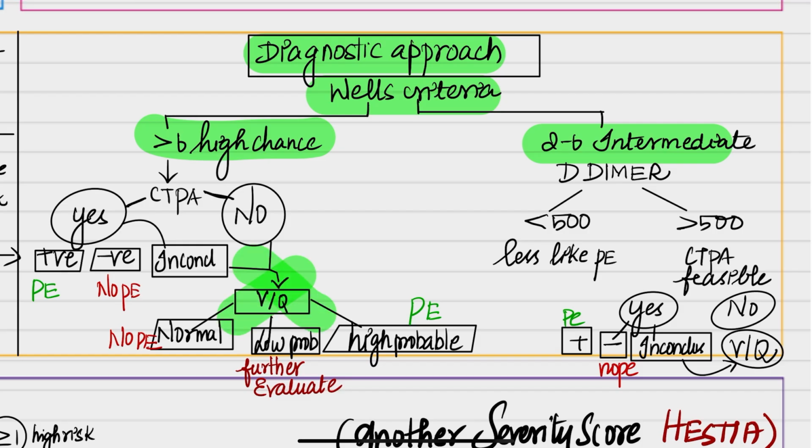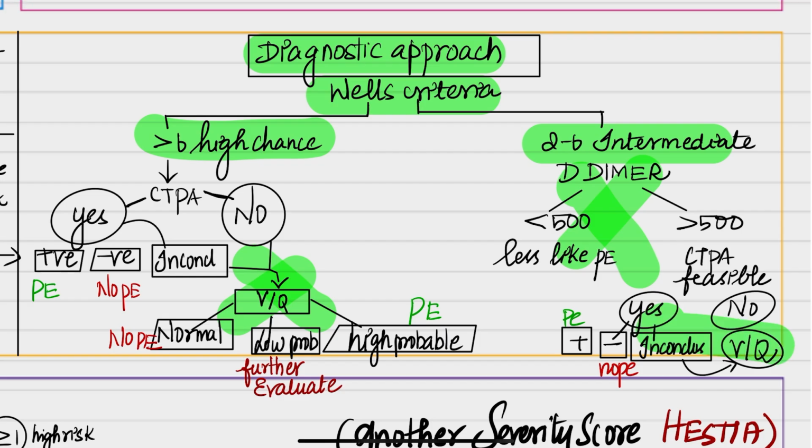Next is D-dimer. For those with 2 to 6, intermediate risk, only D-dimer was used before, but now we prefer Wells with D-dimer. Sorry, not Wells, it is YEARS with D-dimer. So YEARS with D-dimer is used as a criterion now. So this also is cancelled now. Again, going to a VQ scan when inconclusive is also cancelled now.